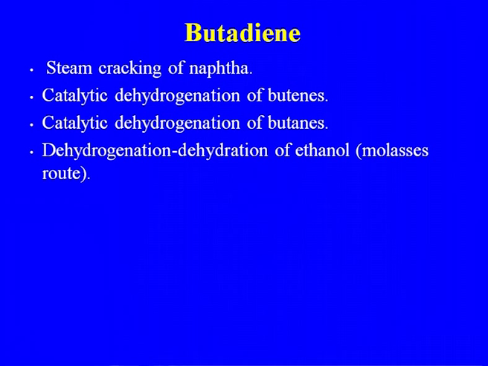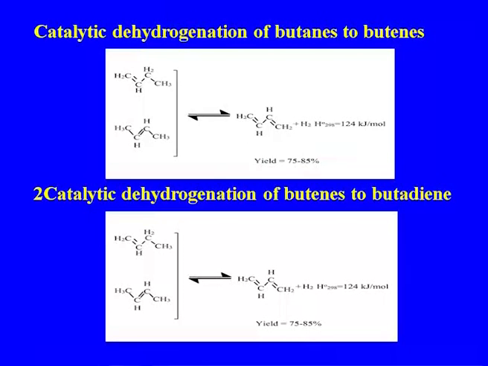So there are catalytic dehydrogenation of butenes, catalytic dehydrogenation of butanes, and dehydrogenation and dehydration of ethanol. This was the process that was being used for the butadiene earlier, when it was not available from the cracker plant. This is the actual reaction that is taking place in the case of the catalytic dehydrogenation of the butanes to butenes, and catalytic dehydrogenation of butanes to butadiene. This is also butadiene.